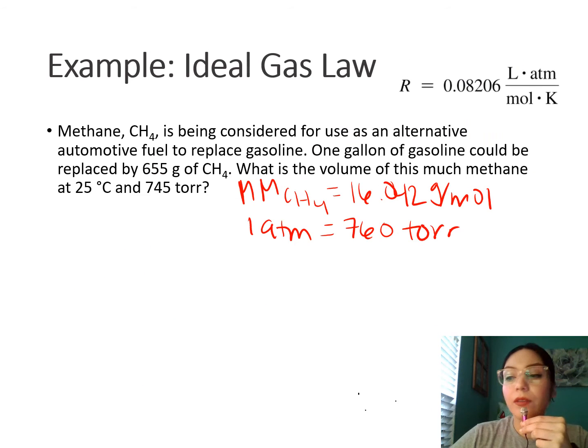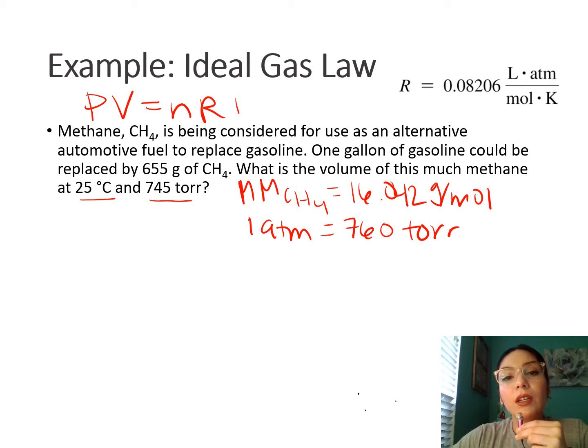So here we have an example of what an ideal gas law problem can look like. Methane is being considered for use as an alternative fuel to replace gas. 1 gallon of gas can be replaced by 655 grams of methane. What is the volume of this much methane at 25 degrees C and 745 torr? Whenever you have one of these problems, you'll always be given 3 knowns. So let's see what we have. We have a temperature, 25 degrees.